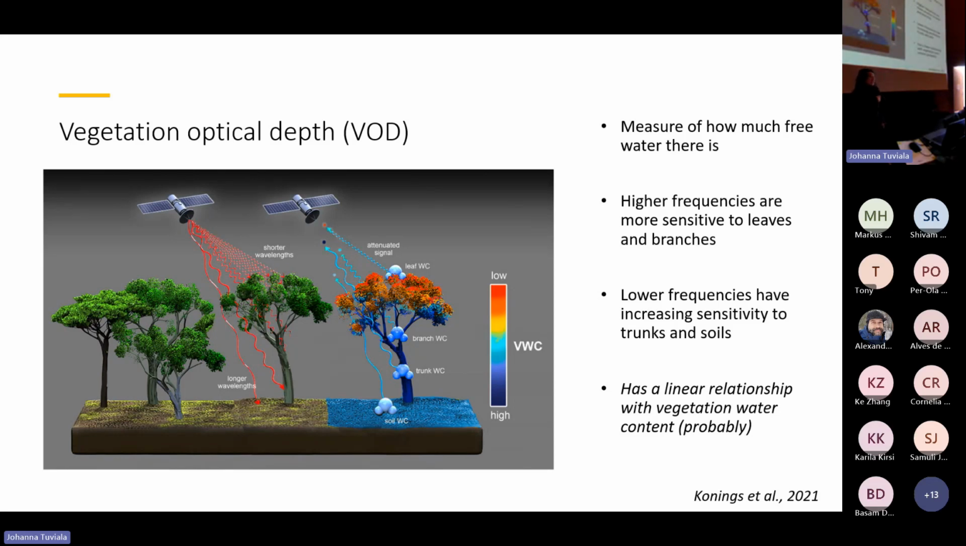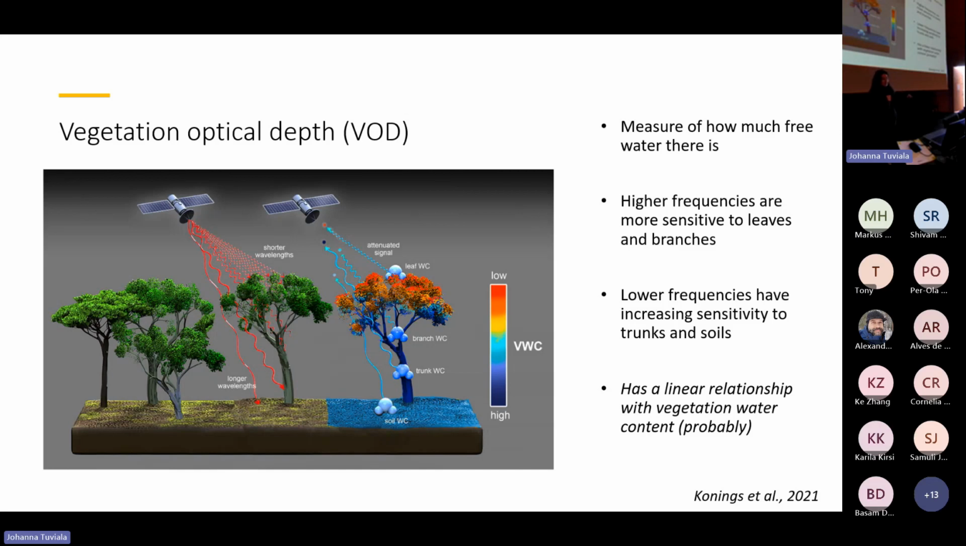So the benefits are it is not sensitive to cloudy days. It doesn't matter whether it's daytime either. So it's continually collecting information, I suppose, on forest condition, whether it's day, whether it's night, whether there's clouds or not. So that's good. And it's essentially a measure of how much free water there is, so water that isn't chemically bound in a tree.